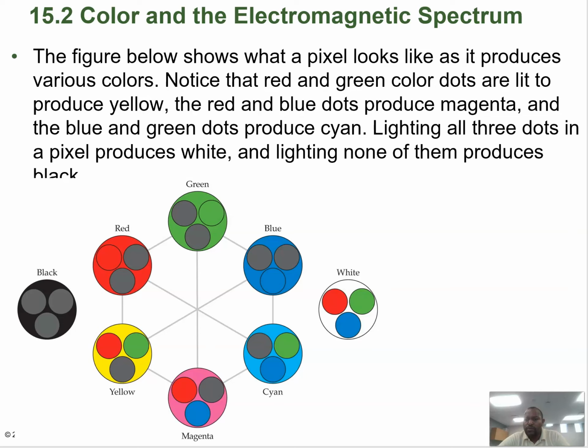Lighting all these dots in a pixel produces white. If all of them are shined together, it produces white. Lighting none of them produces black. If there is nothing of them, the color will be black. So make sure that you see that's red only. Here are two of them producing yellow, and these two producing the color behind. Green by itself, blue by itself, blue and green producing cyan, and all of them mixed together producing white, and missing all of them will be black.